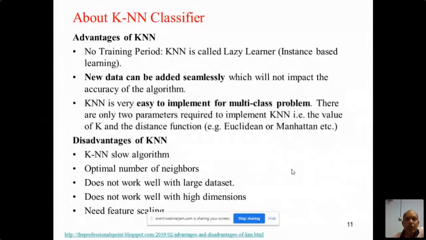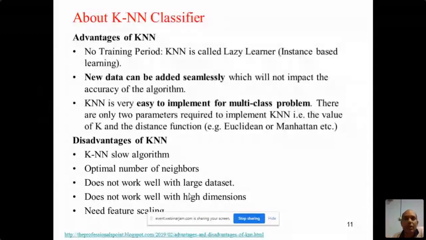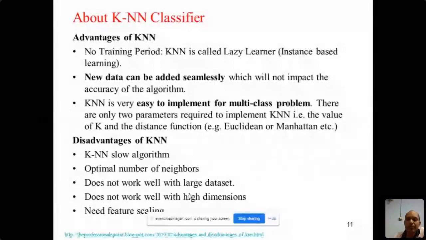It also requires scaling, which means you have to bring your feature ranges into the same range. Suppose one feature is from 0 to 1 and another from 0 to 1000; you have to bring the features to the same scale, for example 0 to 1. So this is about the k nearest neighbor classifier, which is very simple.